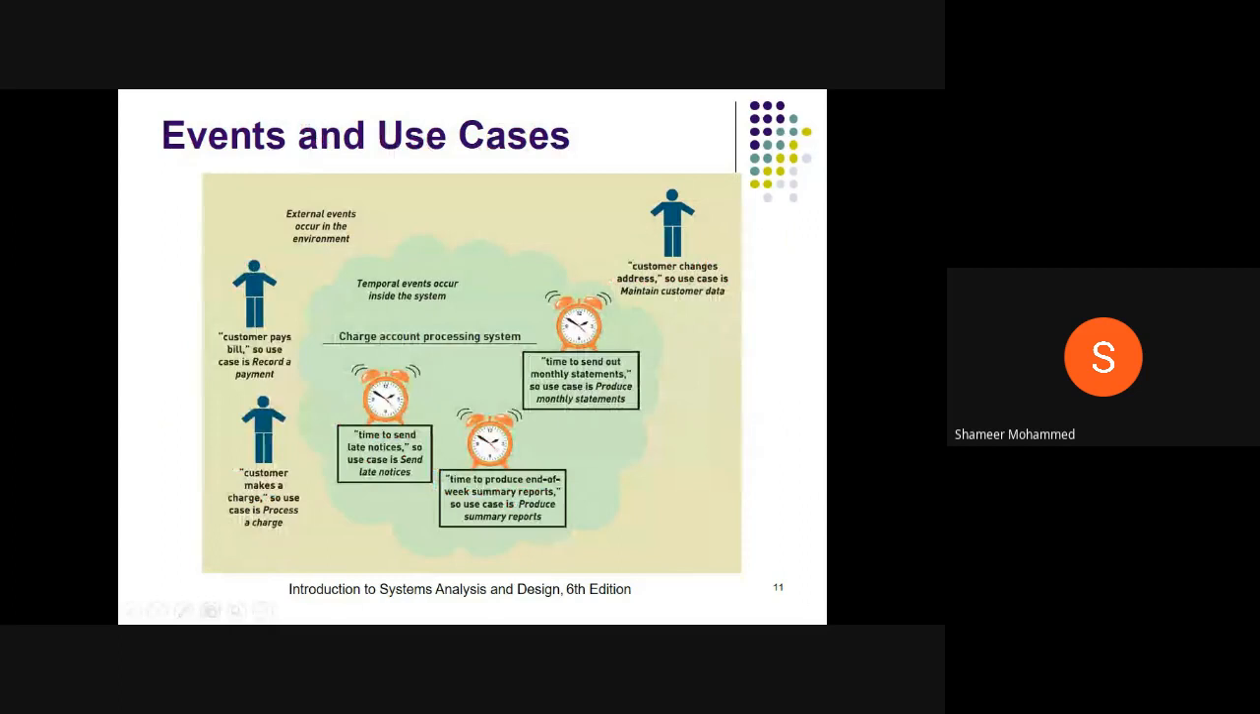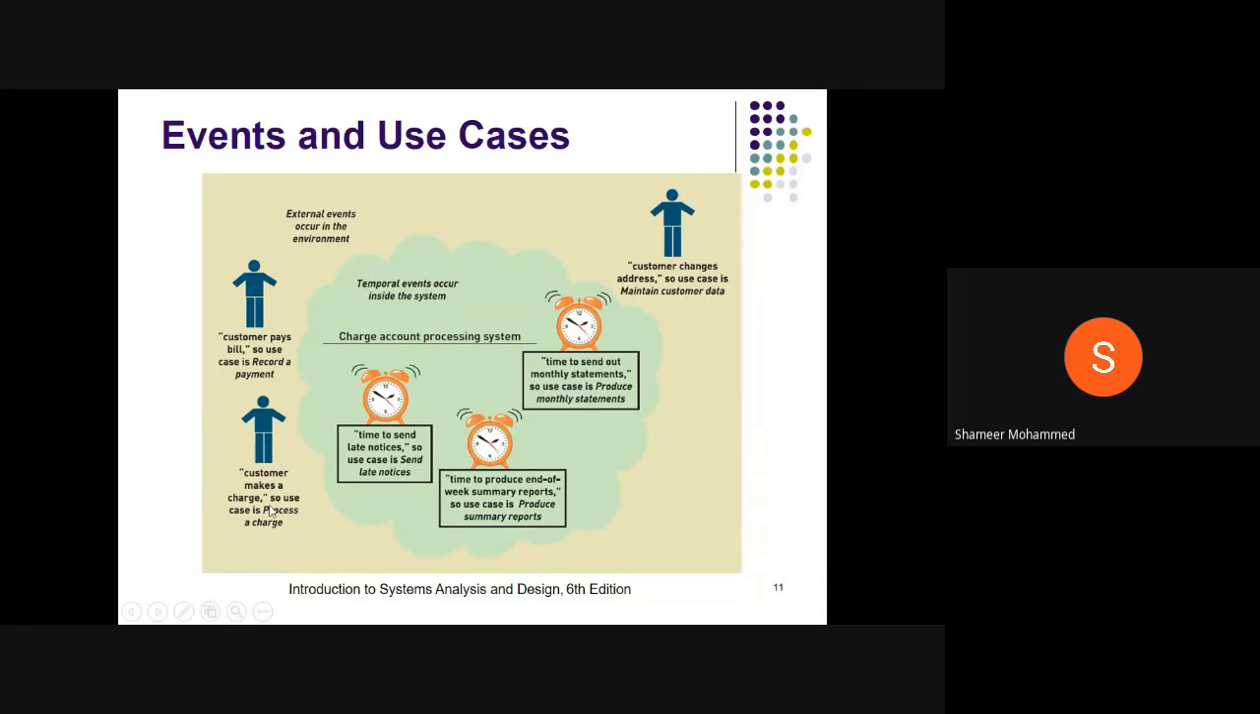Now, in the example of this RMO or any other example, external events occur in the environment. Customer pays the bill. So the use case is record a payment. You go to the Mazoon electricity to pay the electricity bill. So you go to Omantel or Mazoon. So what is the use case? If you pay the bill, it will be recorded. Your payment is recorded. That is one event.